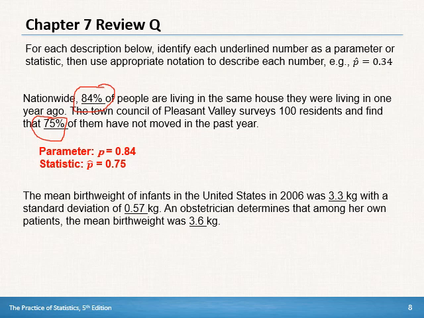All right, next one. The mean birth weight of infants in the United States in 2006 was 3.3 kilograms with a standard deviation of 0.57 kilograms. An obstetrician determines that among her own patients, the mean birth weight was 3.6 kilograms. In this case, there are three different numbers underlined, so you have to say whether those three are either parameters or statistics, and then what symbols go with those.